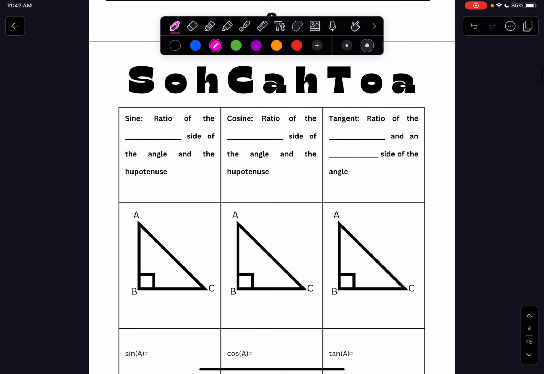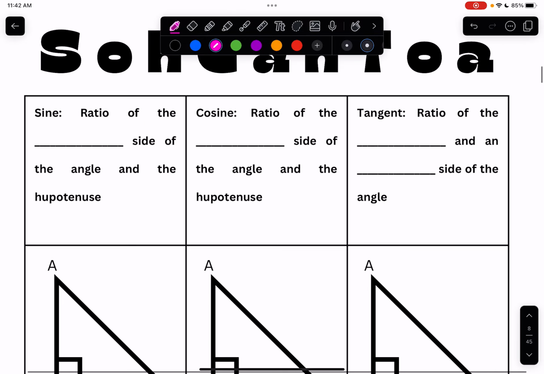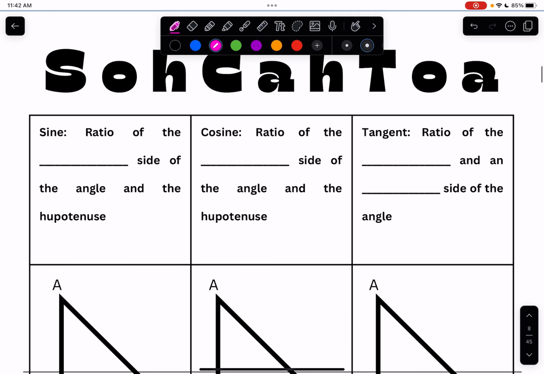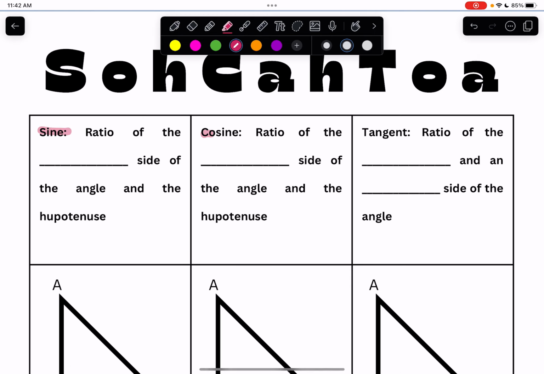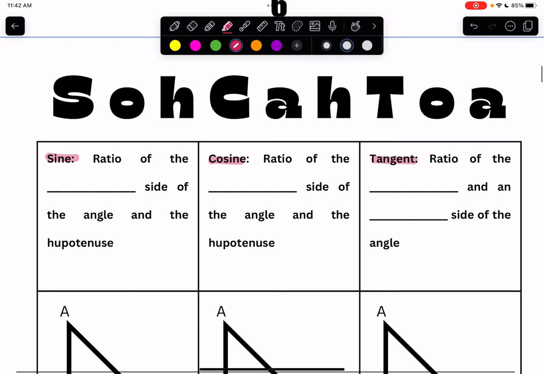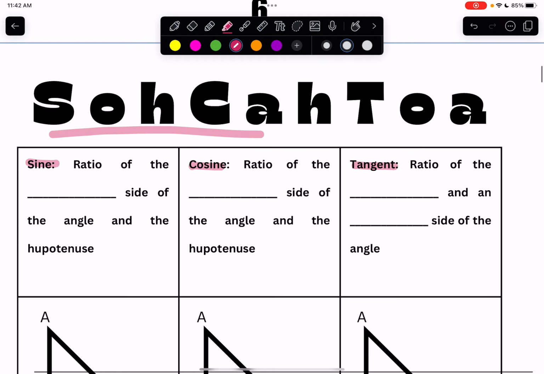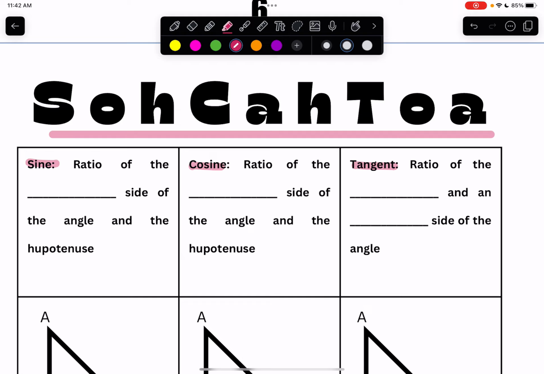So there are three trigonometric functions we're going to be talking about: sine, cosine, and tangent. The way that we like to remember this is using SOH CAH TOA. Sine relates to SOH. This is the ratio of the opposite side of the angle and the hypotenuse, hence why we use the O.